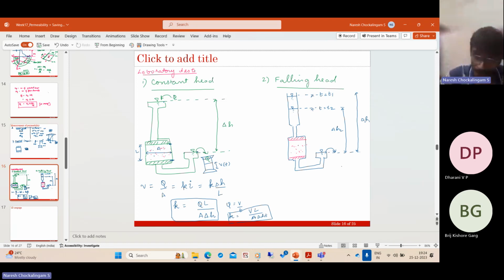So flow rate is not maintained constant, head is not maintained constant, but we are just measuring how much the head changes in a given time. So we are measuring over a given time. Now, how do we find the permeability? Just use Darcy's law again.